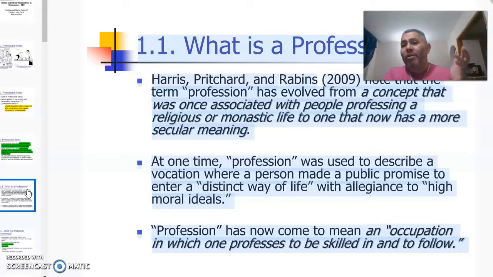It started some years ago, connected with the idea of religious or monastic life, because it was about the idea of professing faith. Now we know that a profession is not connected to religious or monastic life anymore, but it's a vocation where a person makes a public promise to enter a particular occupation, to be skillful, to be knowledgeable in that profession.